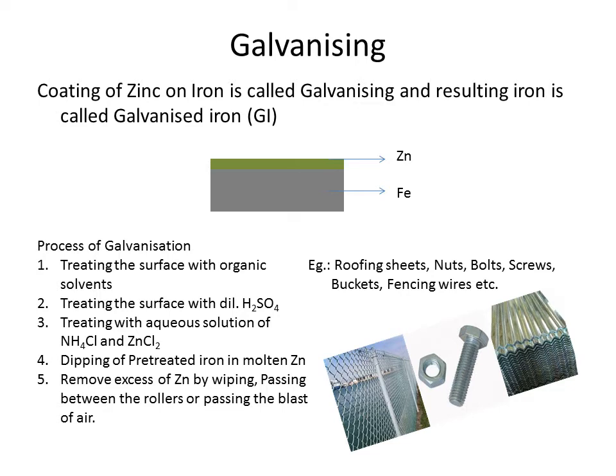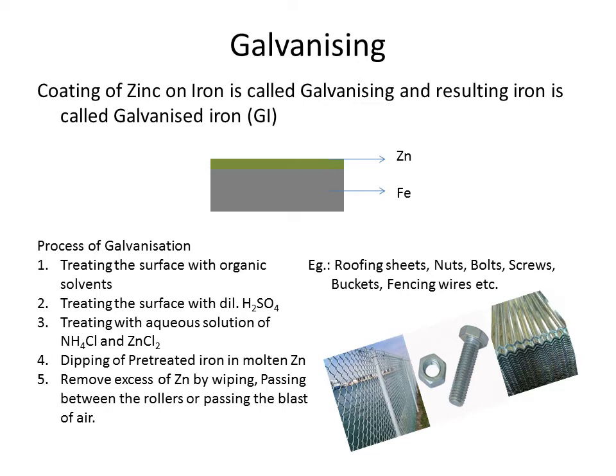Here I have given some examples wherein you can find galvanized iron being used. The best example that we see in our daily life is roofing sheet. All the roofing sheets you might have observed stay up to more than 20-25 years. Nothing will happen to them because roofing sheets are made up of galvanized iron. Commonly used nuts, bolts, screws, buckets, and fencing wires are all made up of galvanized iron.